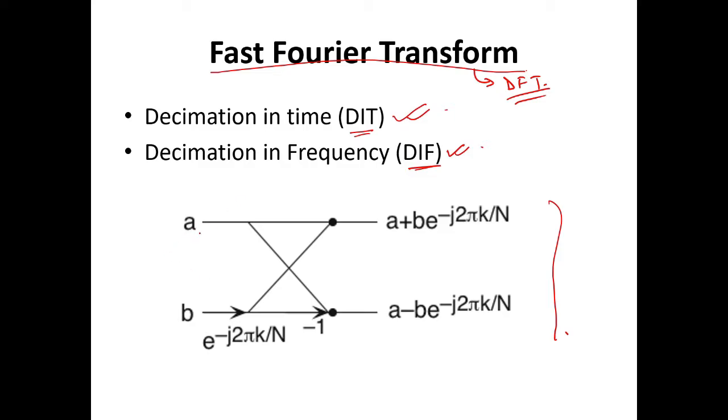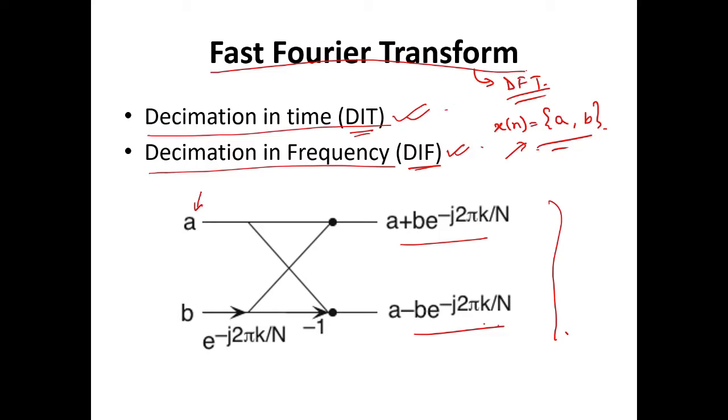So if we consider a 2-point DFT, herein say we have inputs A and B, where x[n] equals A, B. When we are implementing DIT FFT, the input should be in the decimated order, in the time domain, whereas the output, which is in the frequency domain, remains in the same order.